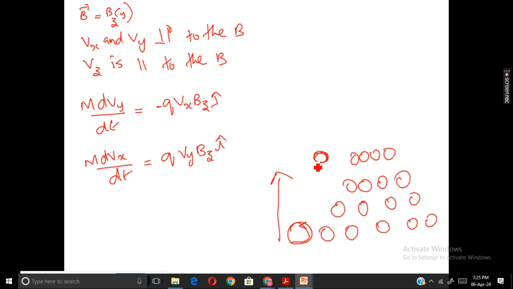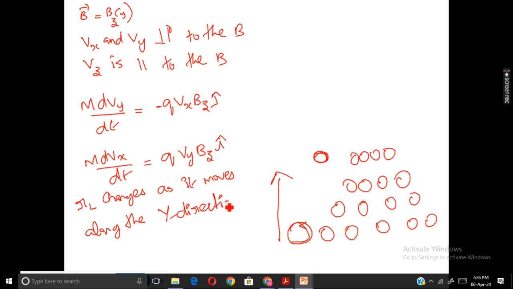So as the particle is moving along the y direction, the radius of gyration of the particle, r_L, changes as it moves along the y direction. In case of a homogeneous magnetic field, we found that the particle is moving in a circle, having a circular motion with the radius of gyration r_L given by mv by qB.